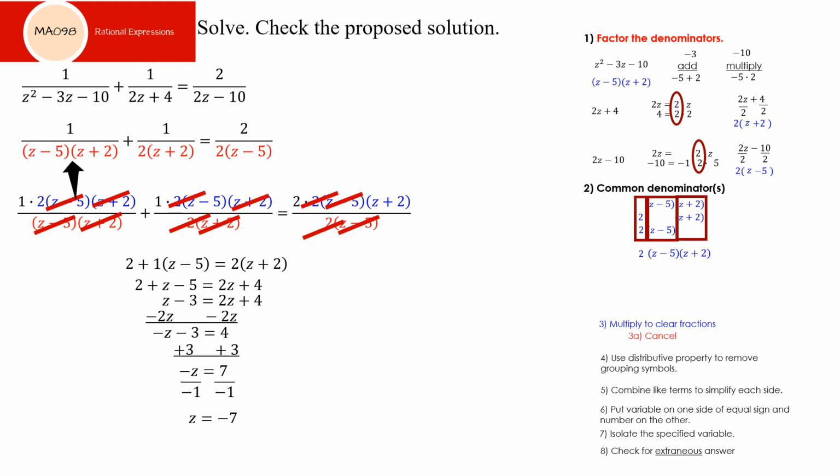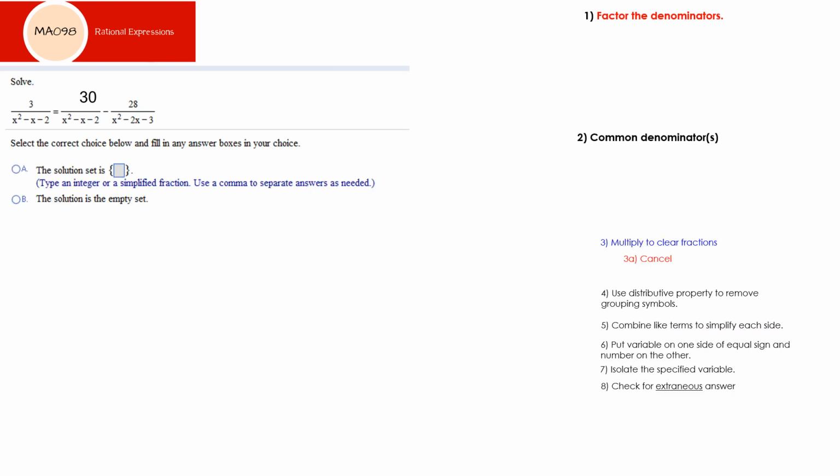So I have z minus 5 and z plus 2. If I put negative 7 in for the first z, negative 7 minus 5 isn't 0. That's good. Negative 7 plus 2 isn't 0, and that's good. And the same is true here. Negative 7 plus 2 isn't 0, and negative 7 minus 5 is also not 0, which means z equals negative 7 is our solution. I want you to pause the video, try this one, and then press play to check.